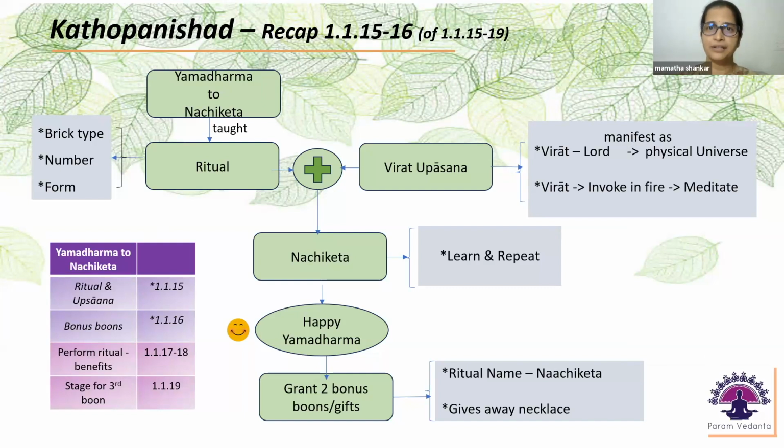Yamadharma was very happy when Nachiketa absorbed everything, the ritual as well as upasana, that was taught to him, and also repeated it back in front of Yamadharma. Upanishad says, pleased with Nachiketa's Shraddha, that is faith, and retention and reproducing capacity, Yamadharma gives bonus boons consisting of two gifts to Nachiketa. That is, Yamadharma says, the Agni, the ritual that Yamadharma taught Nachiketa, will be known as Nachiketa Agni or Nachiketa ritual going forward.